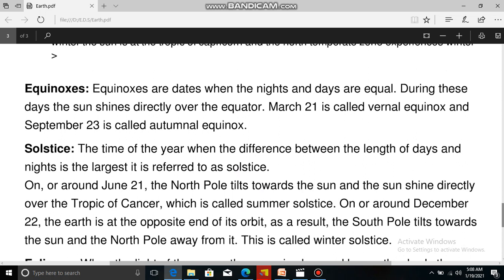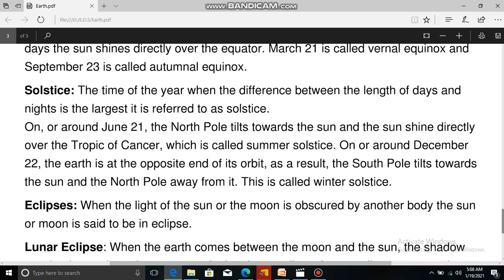Solstices. The solstice is the time of the year when the difference between the length of the day and night is largest, referred to as solstices. On or around June 21st, the North Pole tilts towards the Sun and the Sun shines directly over the Tropic of Cancer, which is called the summer solstice. On or around December 22, the Earth is at the opposite end of its orbit. As a result, the South Pole tilts towards the Sun and the North Pole away from it. This is called the winter solstice.